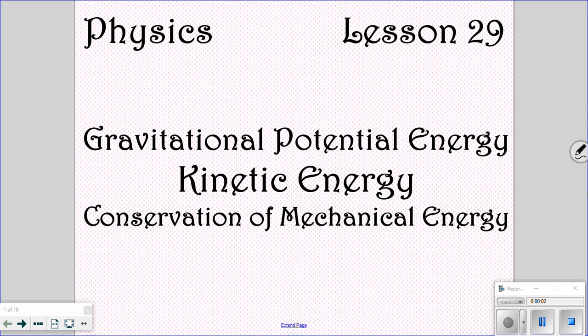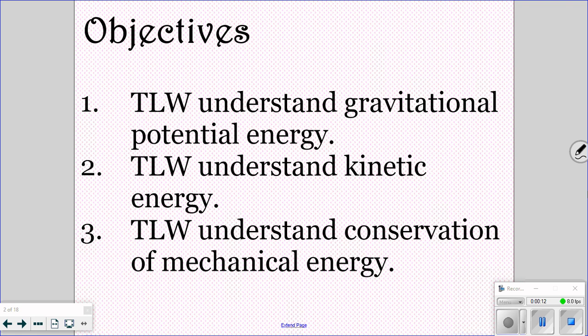All right, so today we're going to look at lesson 29. We're going to look at gravitational potential energy, kinetic energy, and then conservation of mechanical energy. So hopefully after this lesson you'll understand gravitational potential energy, kinetic energy, and conservation of mechanical energy.